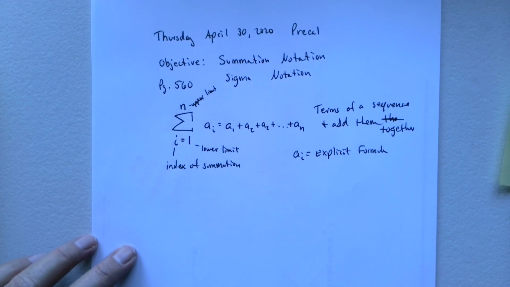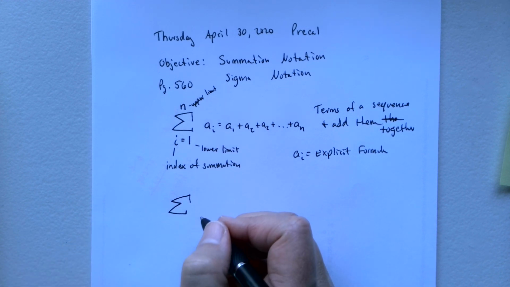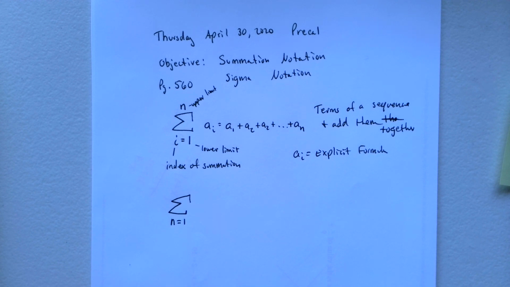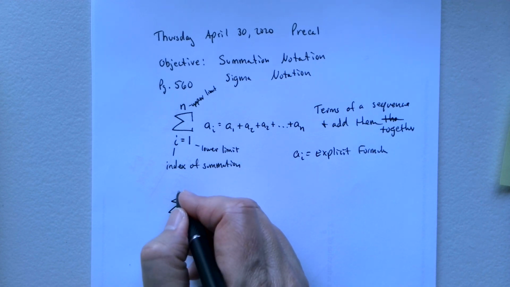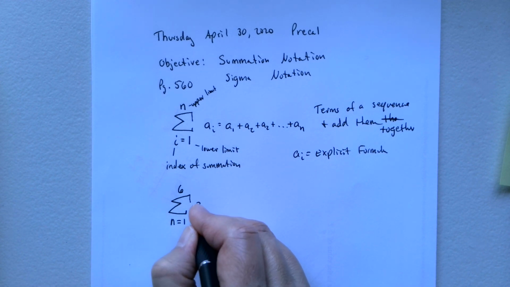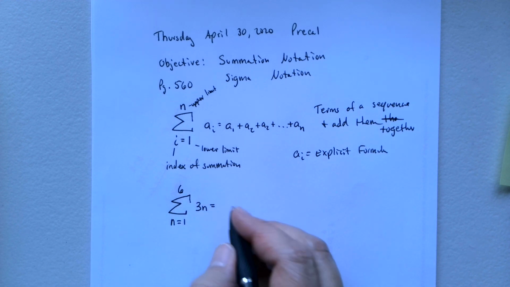So let's look at an example. If I have the sigma and I want to start, I'm going to use N as my index of summation. I'm going to start with the number 1, and I'm going to go to 6. And my formula is 3n. So the explicit formula is I'm taking the term number and multiplying it by 3. I'm going to start with the first term all the way to the 6th term and add them together.